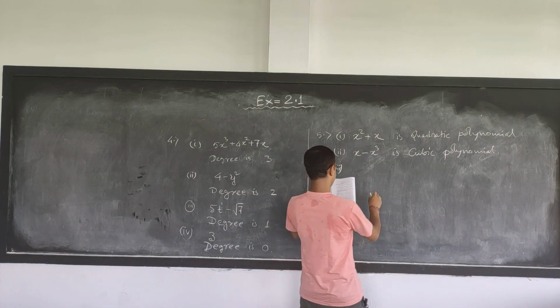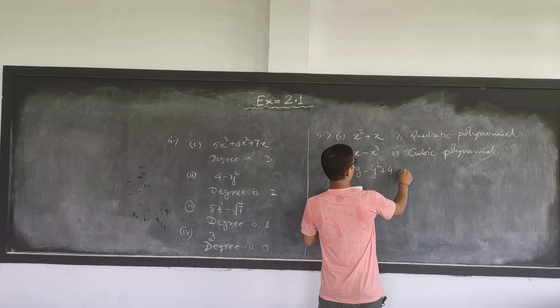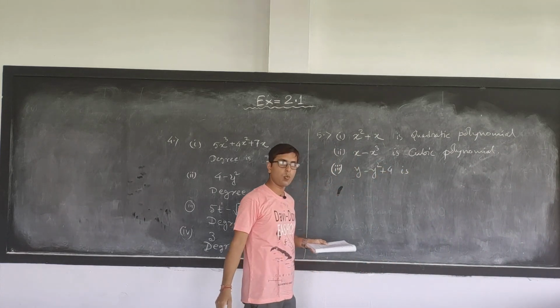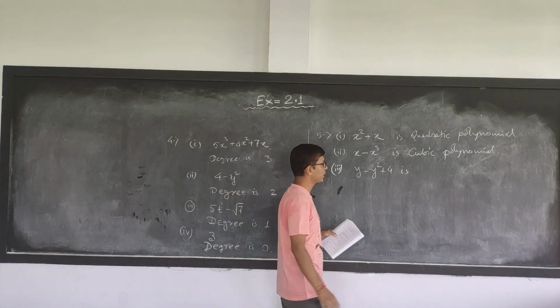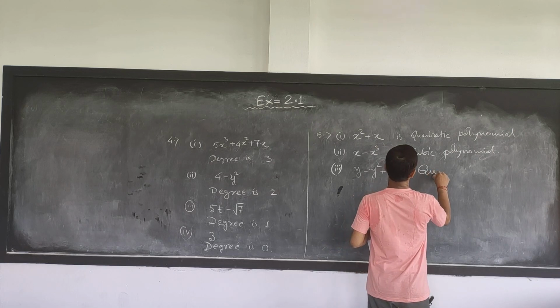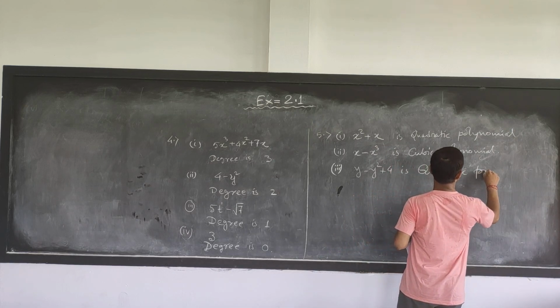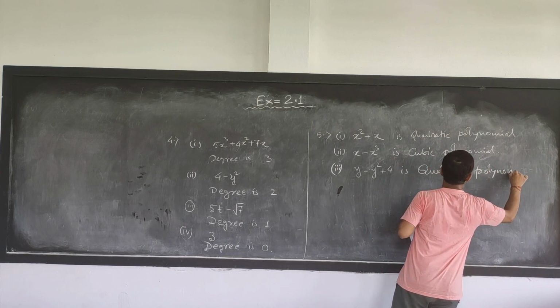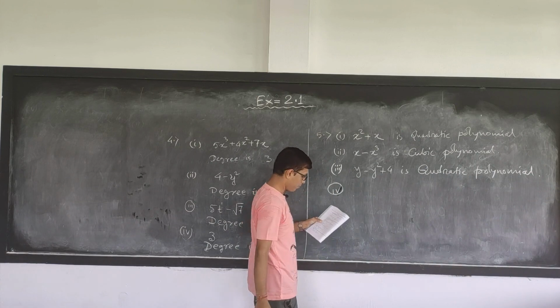Third one, y minus y square plus 4. What type of polynomial is this? It's a quadratic polynomial. Clear? Why is it a quadratic polynomial? Because the highest power on the variable is 2. That's why it's a quadratic polynomial.